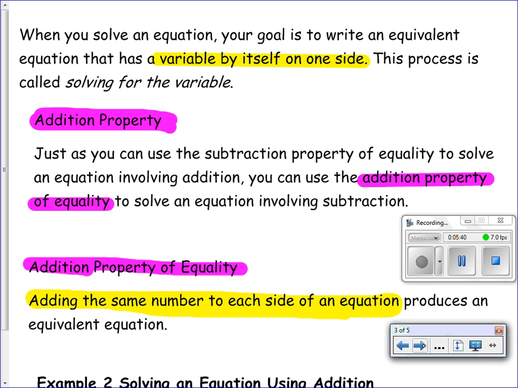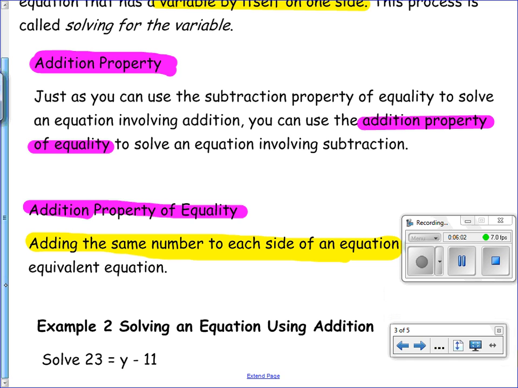So now we're going to do the addition property. Just as you can use the subtraction property of equality to solve an equation involving addition, you can use the addition property of equality to solve an equation involving subtraction. The addition property of equality is: you add the same number to each side of an equation, and it produces an equivalent equation. What you do to one side of the equation, you need to do to the other.